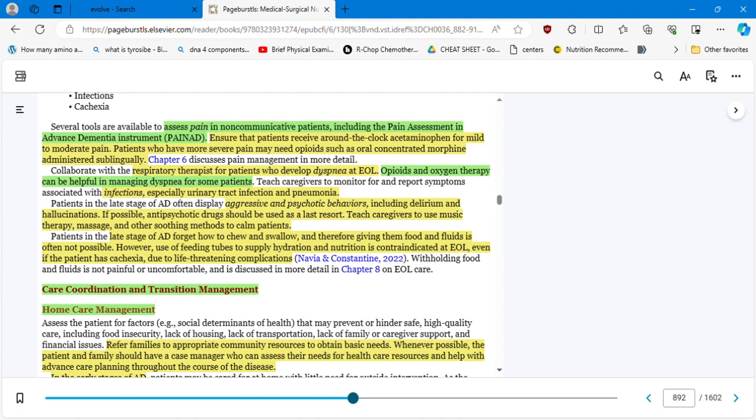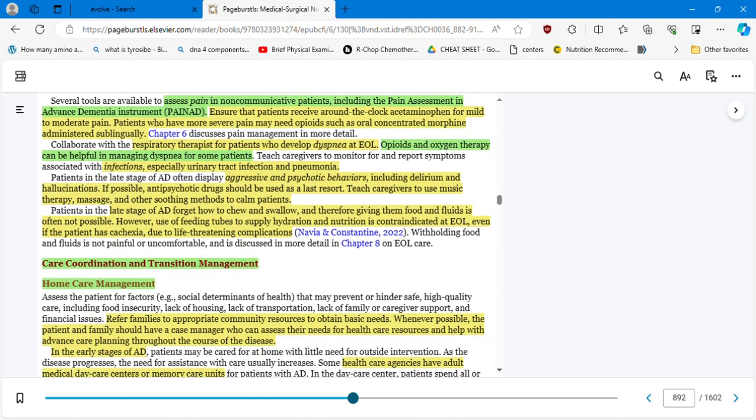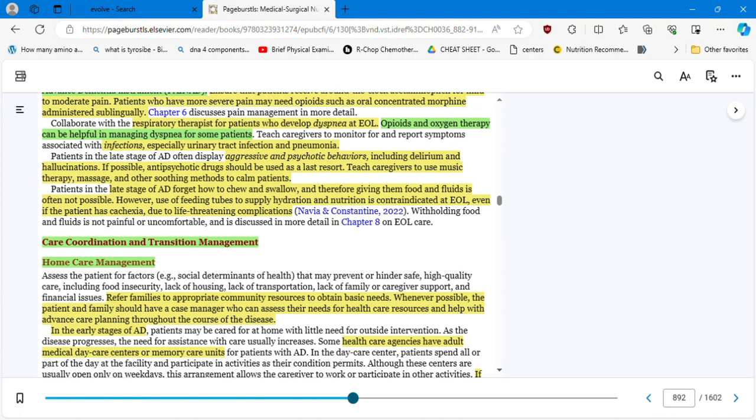Infections, especially urinary tract infections and pneumonia, you need to monitor that. So how do you monitor urinary tract infection? The smell of the urine, probably the color of the urine, right? If you see blood, right? The patient is developing fever, okay? Because the mental status is going to be altered already. So that's the other way to assess for urinary tract infection.